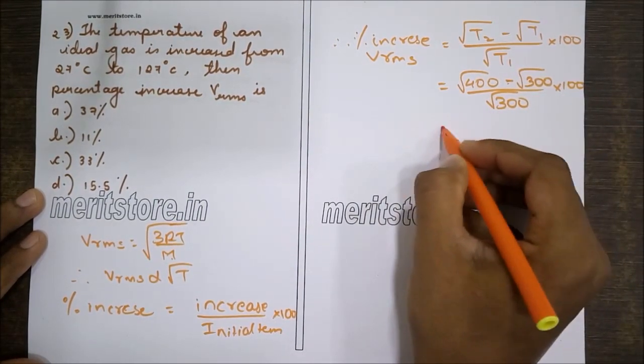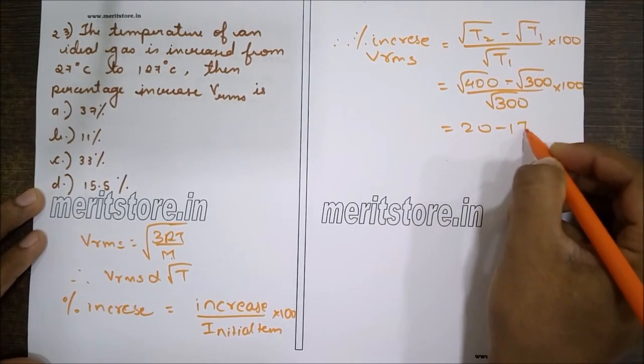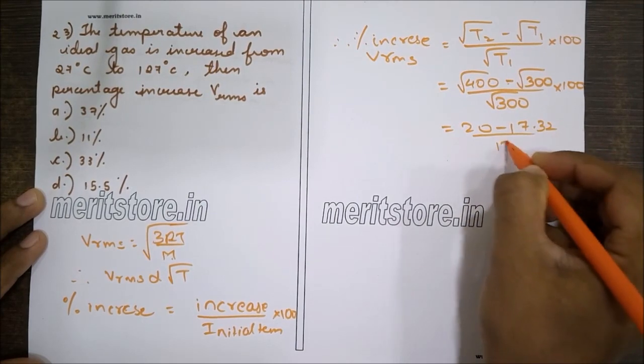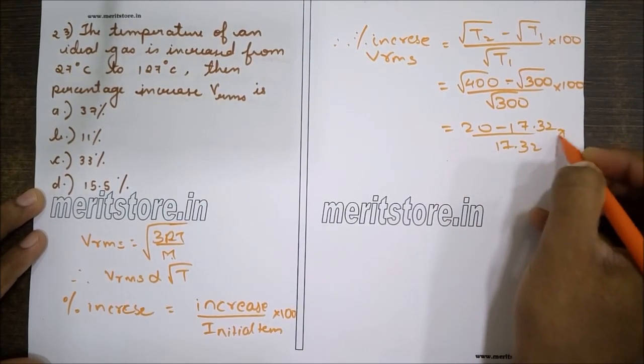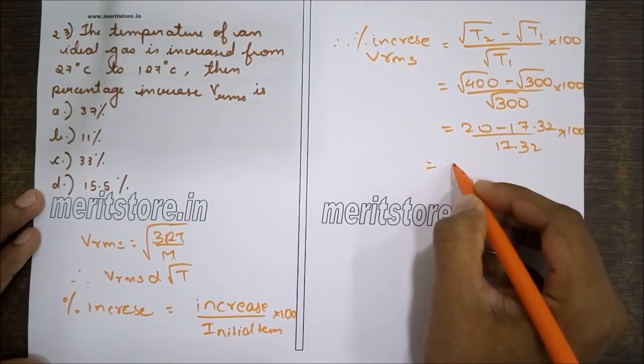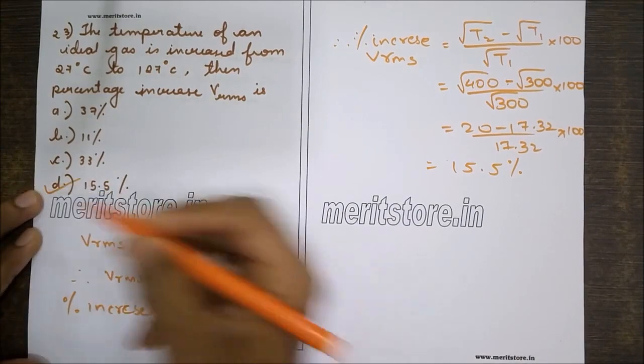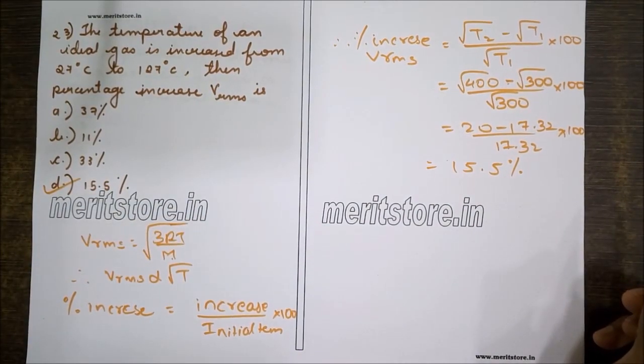So this comes out as 20 minus 17.32 upon 17.32 times 100. So that is nothing but 15.5%. So the increase is 15.5%, hence option D is the correct answer.